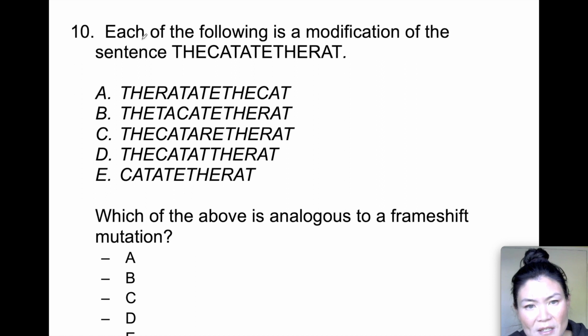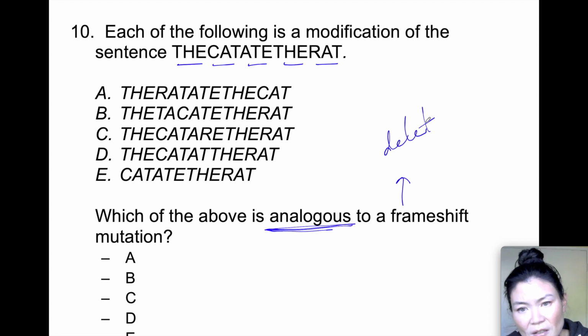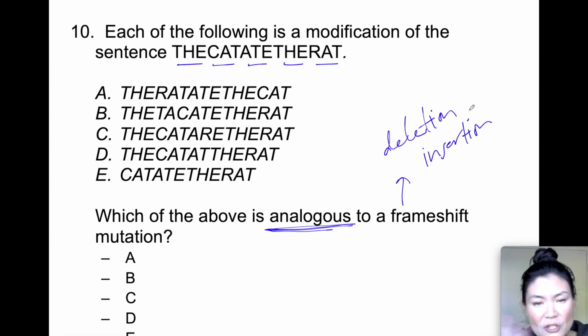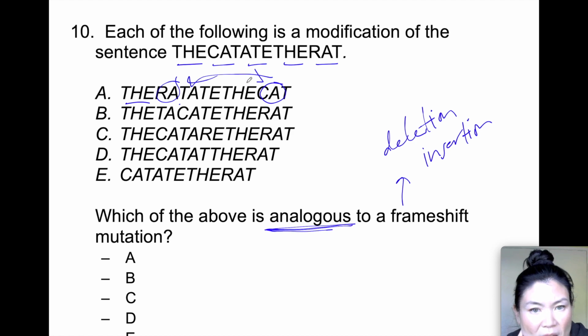Each of the following is a modification of the sentence, the cat ate the rat. Which of the following is analogous to a frameshift mutation? You remember there are two kinds of frameshift mutations, deletion and insertion. In those two cases the codon frames are completely shifted over because of a deletion or an insertion. So which of these? Here, cat and rat are switched, so that's not an example of a frameshift mutation. Here, it's all jumbled up. I think this is like an inversion or something, okay?